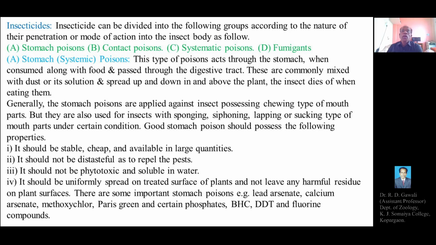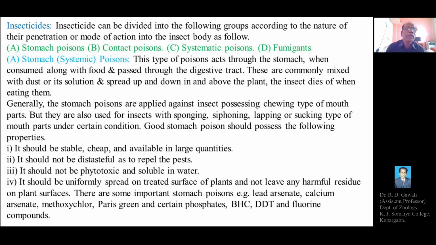So there are four types of insecticides. Insecticides can be classified into four types on the basis of their mode of action, or the nature of their penetration into the insect body. These four types are stomach poisons, contact poisons, systemic poisons, and fourth, fumigants. We'll explain all these four types of insecticides one by one.